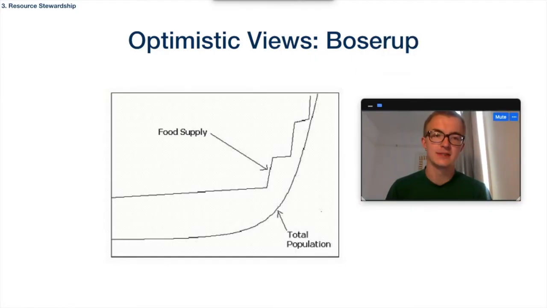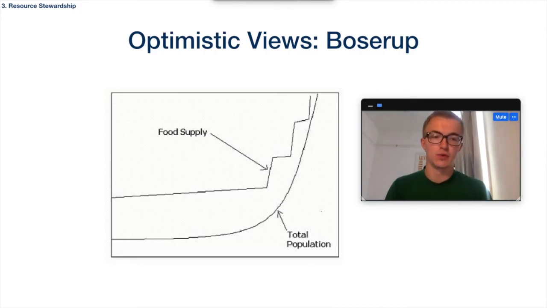So it's Boserup, and she was saying that actually, instead of having this check where we're going to eventually have a ceiling by which we can't push through it because we have a limited food supply, innovation, in terms of agriculture, in terms of food provision, in terms of all sorts, will enable us to keep increasing that food supply to match the rising total population. You can see that in those steps.